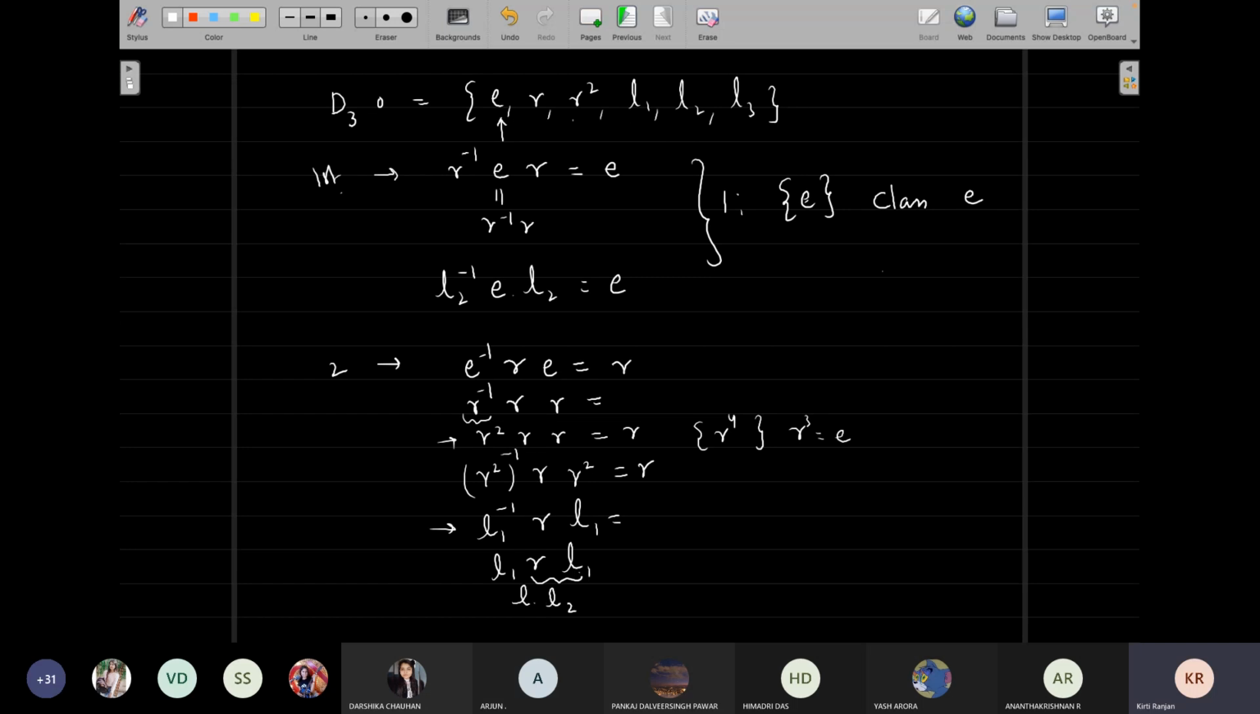Okay. And then what will be the result of L1 into L2? R square, sir. Okay, now you have got one new element in this class. So in class number 2, you have R square. Now of course, next thing is supposed to be L2 inverse R L2. What will be this guy? So again, L2 inverse will be L2 R L2. R square again.